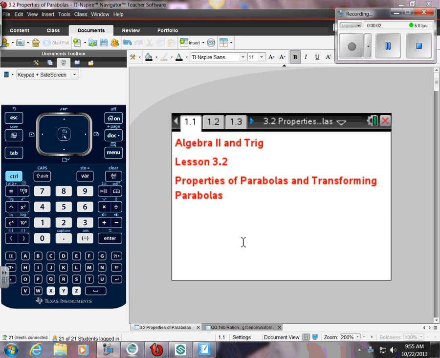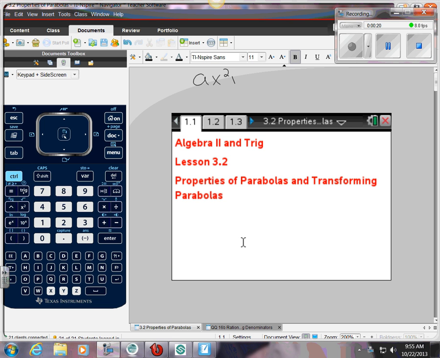Okay, so today what we're going to be talking about is properties of parabolas. So yesterday we talked about our basic things that went along with quadratics, right? So we talked about something called standard form. What was standard form? Good job, guys. Okay, good. Ax squared plus bx plus c. That's our standard form, right?